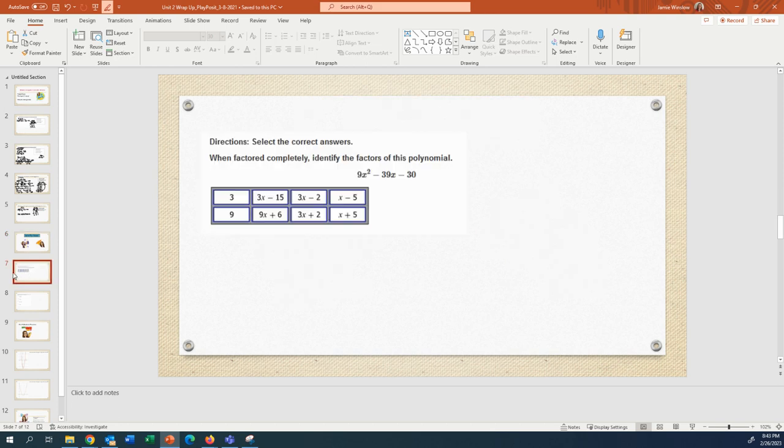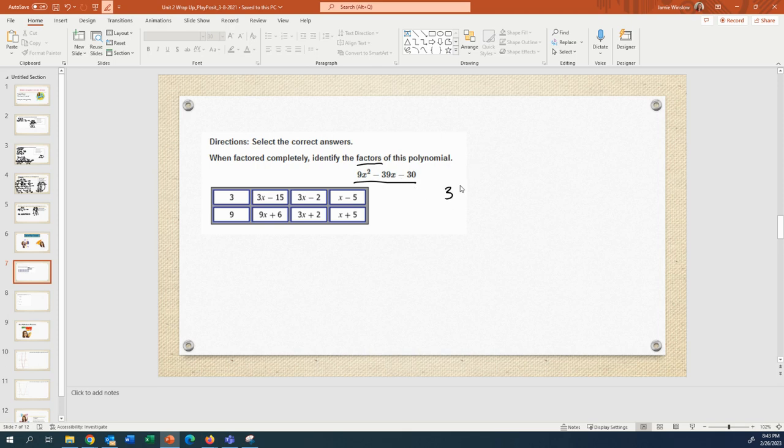All right, let's try some not actual problems, but some sort of SOL type questions. Select the correct answers. When factored completely, identify the factors of this polynomial. So we're looking for all the things that multiply together to give us this polynomial. So you could certainly guess and check and take these and multiply them out, but let's just factor it.